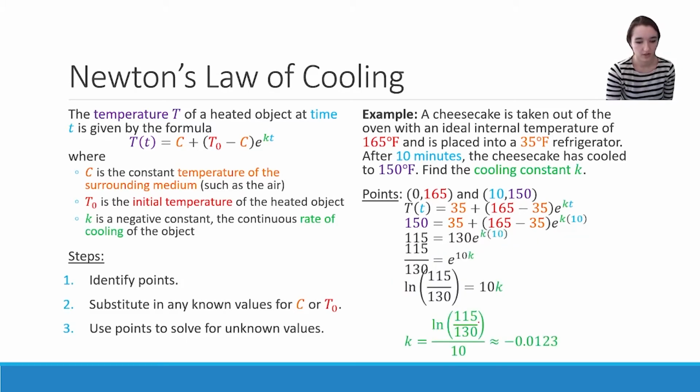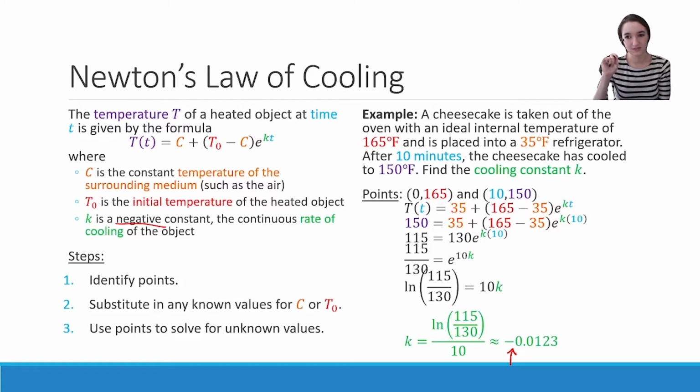I divide out the 130, and I take the natural log of both sides, and then divide by 10. So I end up with the natural log of 115 over 130, all over 10, which again we would simplify to a decimal approximation. It ends up being negative 0.0123, which is a fun number. Notice, once again, it is negative the way it's supposed to be. If you have done this problem incorrectly, you will probably get a positive number.